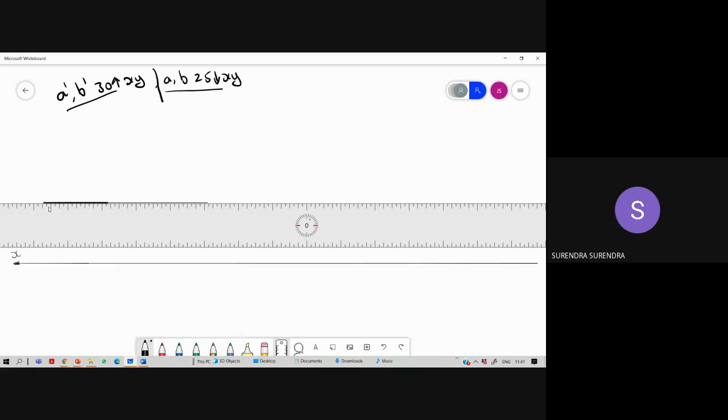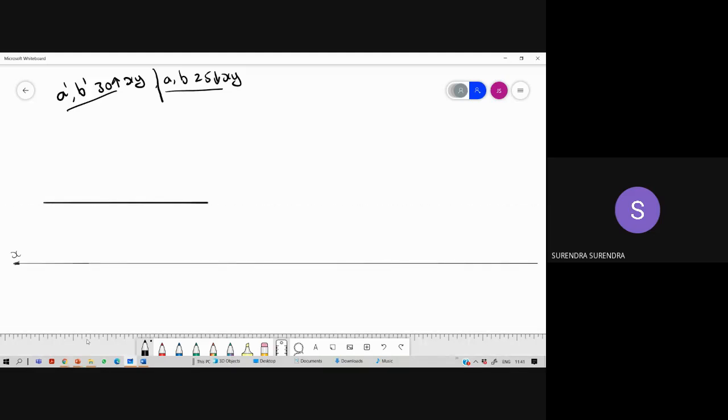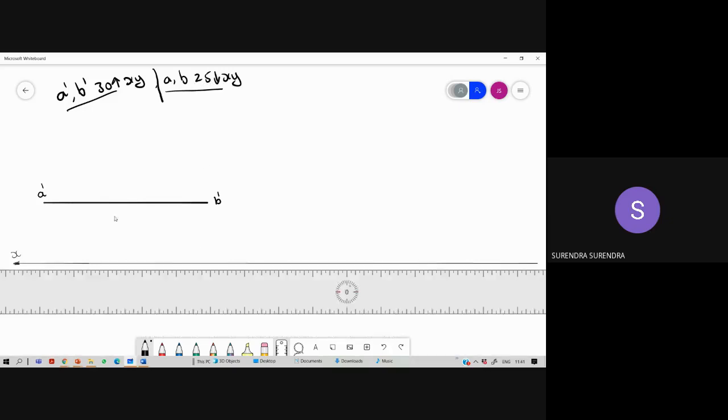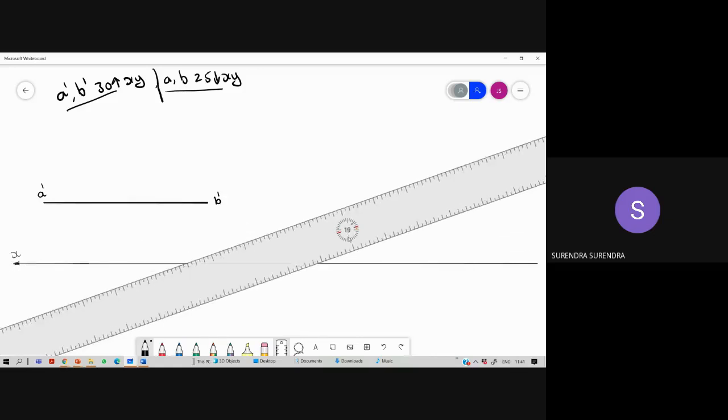So the true length of the line, since it is a true length line, draw it with the HB pencil and mark the endpoints as A dash, B dash. Now coming to AB. AB are at a distance of 25 mm from XY. So also represent this line, representing the line length at the bottom.